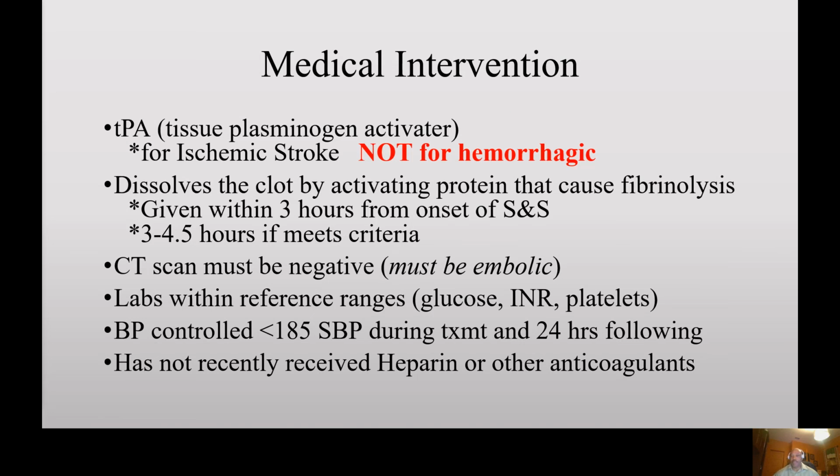It is given typically within 3 hours from the onset of signs and symptoms, but it can range as high as 4.5 hours if the patient meets certain criteria. A CT scan, again, must be negative. In other words, it has to be embolic versus hemorrhagic. Labs must be within a normal reference range: glucose levels, platelets, INR. If your INR is too high, then they must be very careful in giving TPA because it can cause this patient to bleed even more.